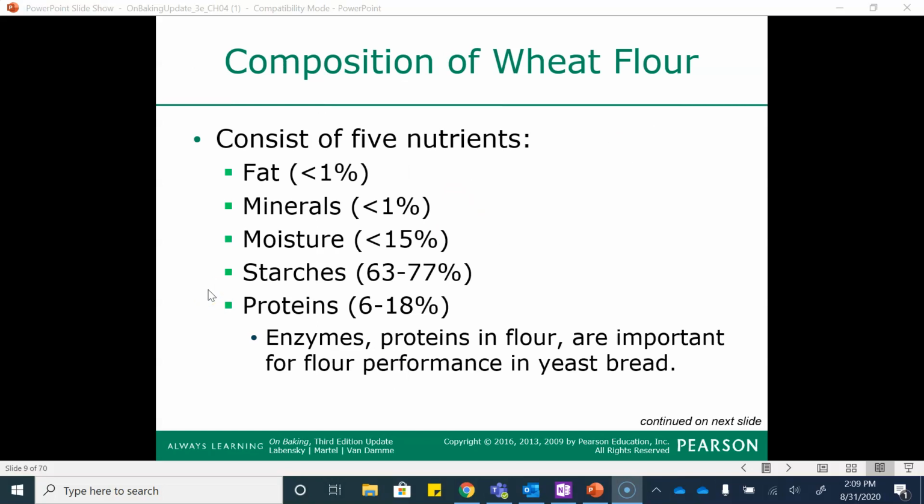Flour consists primarily of 5 nutrients: fats, minerals, moisture, starches, and proteins. Fats and minerals each generally account for less than 1% of the flour's content. Minerals are found in higher concentrations in the bran and the outer part of the endosperm.